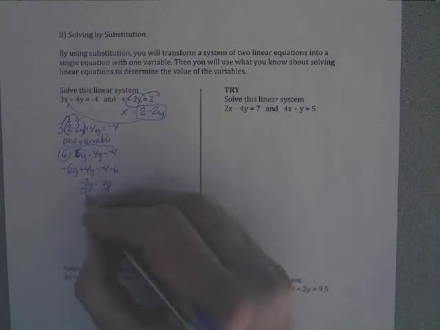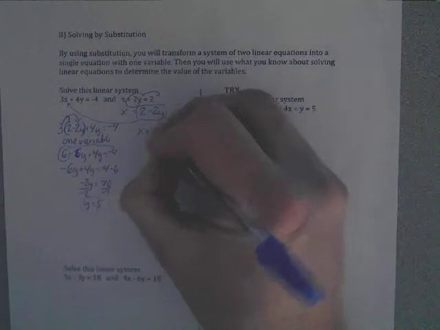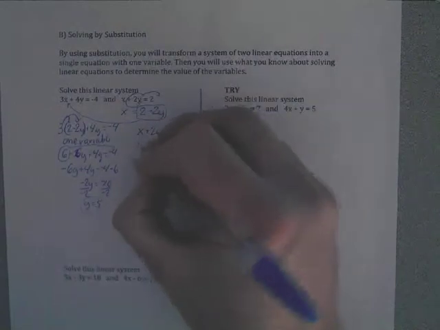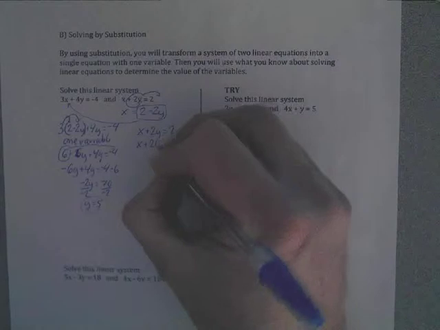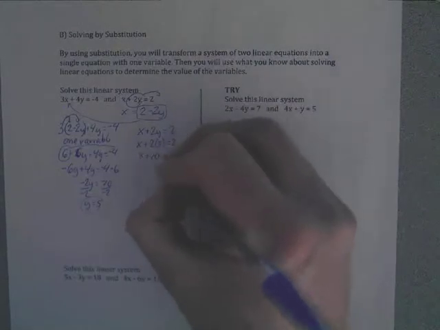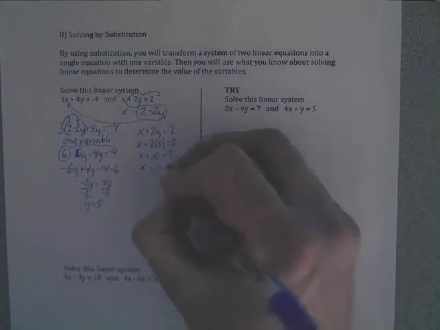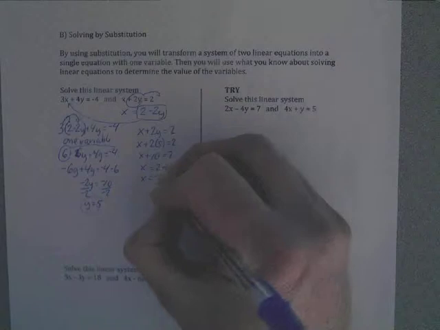I now take the 5 and I plug it into another equation, this one. So x plus 2y is equal to 2. x plus 2 times 5 is equal to 2. x plus 10 is equal to 2. x is equal to 2 minus 10. x is equal to negative 8.